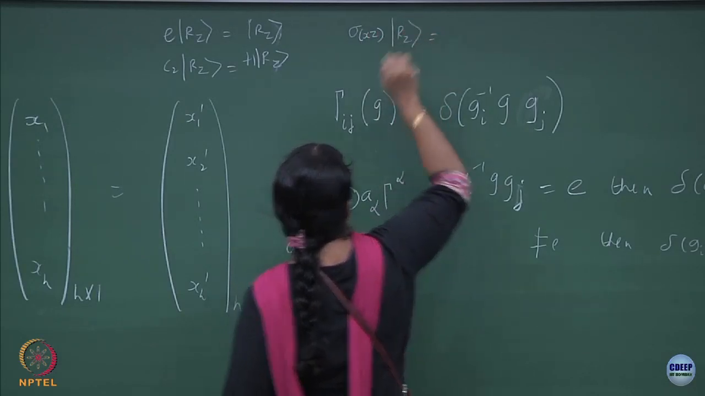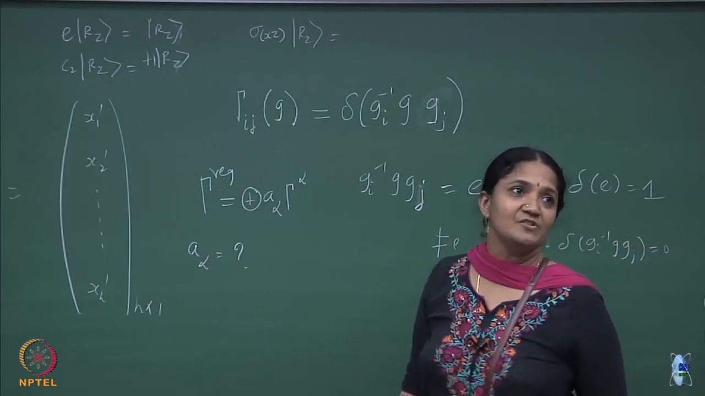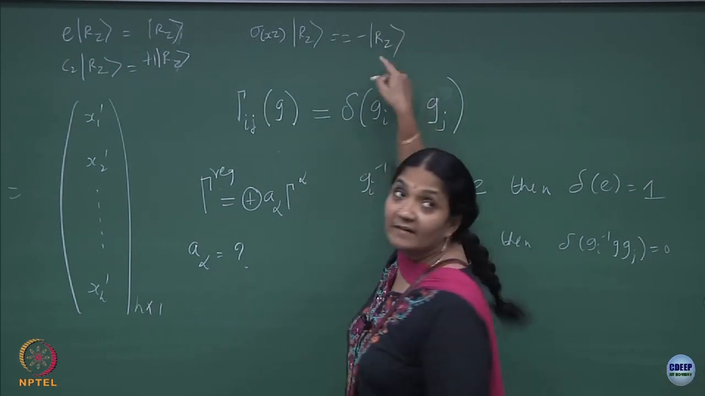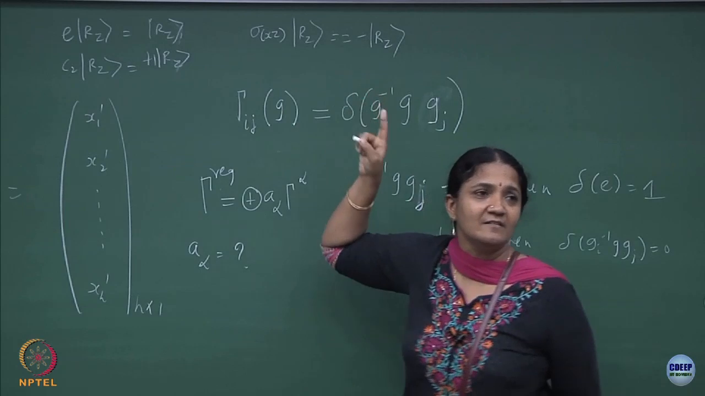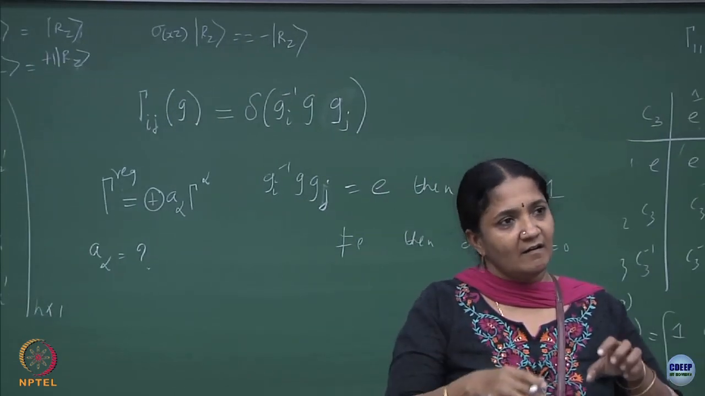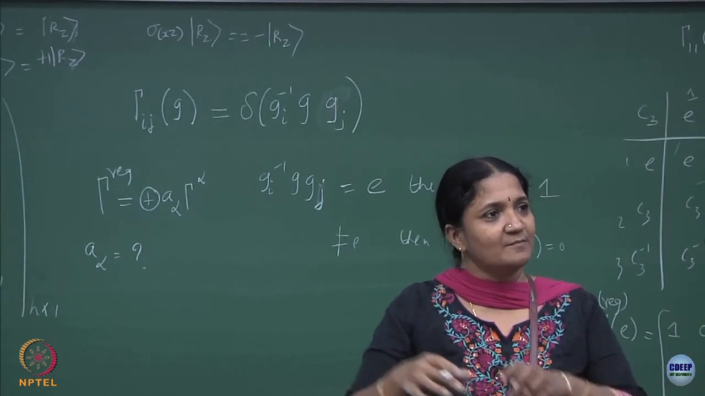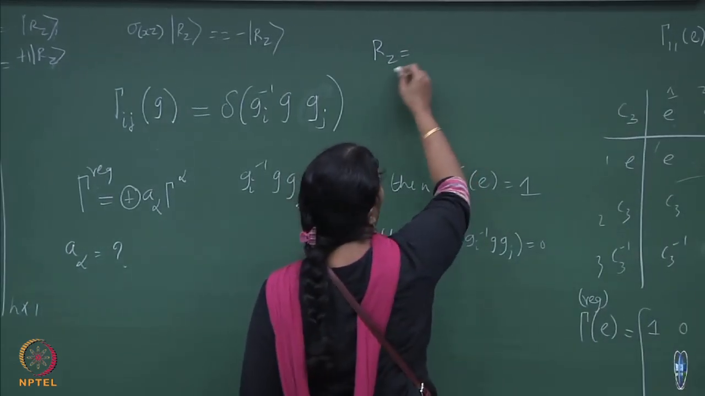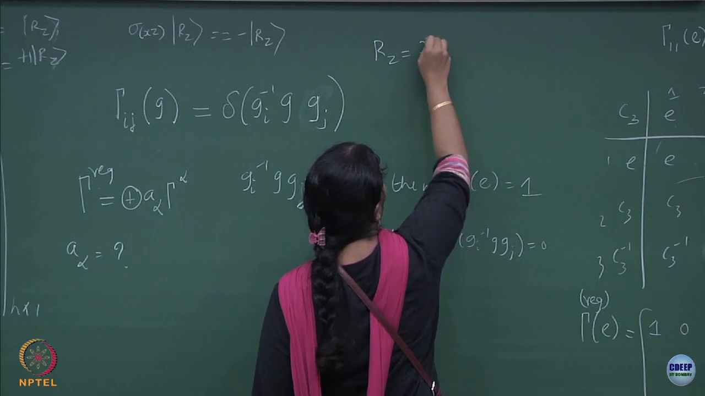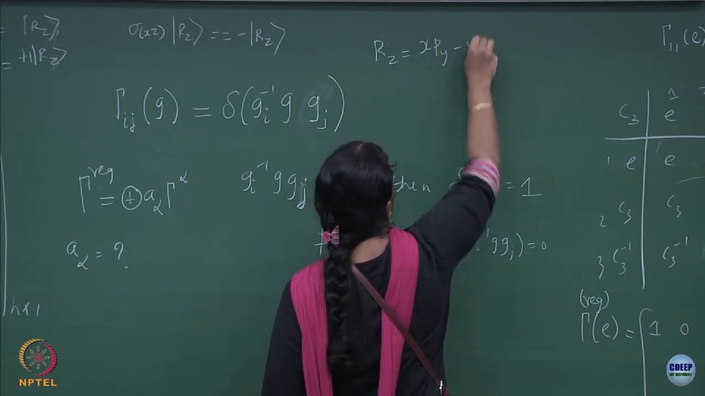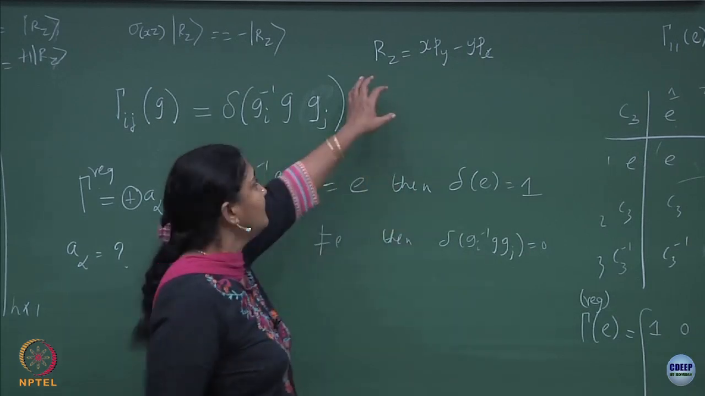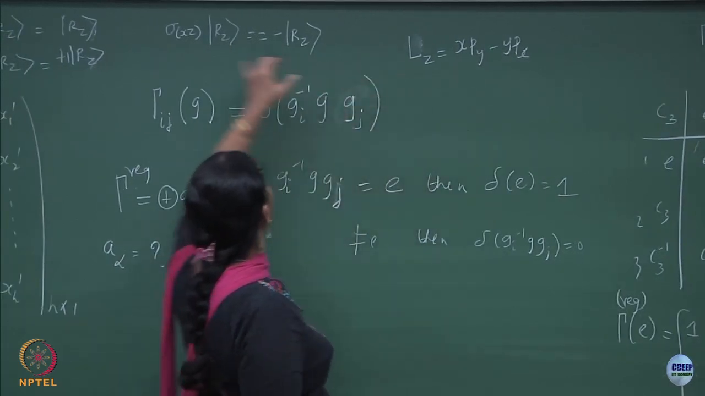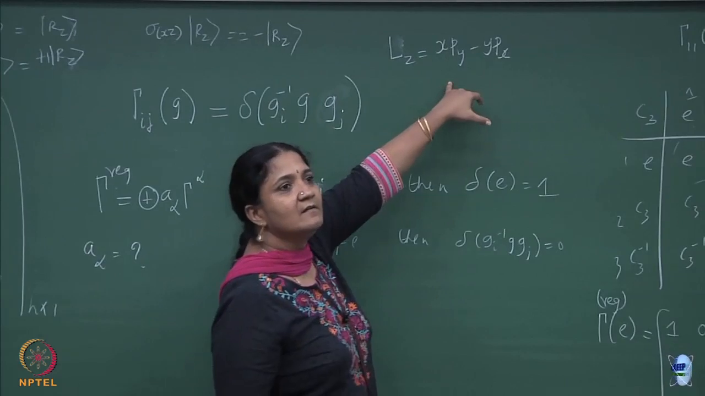what happens? Y will change sign. So, it will go to minus of R z. The axial vector z component is something like x cross p. So, you can write this R z as if it is like your angular momentum component. You could write it as x p y minus y p x. For example, the L z component is an axial vector. So, whenever I do the sigma xz on x, nothing will happen.